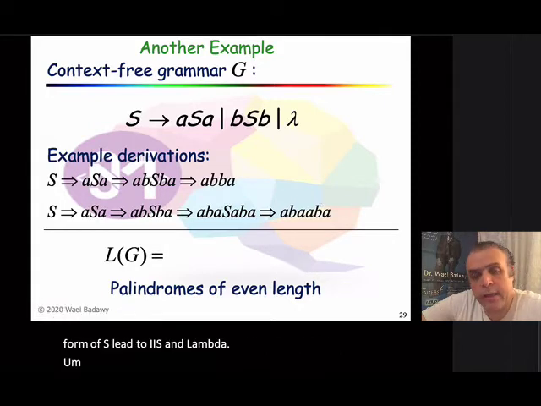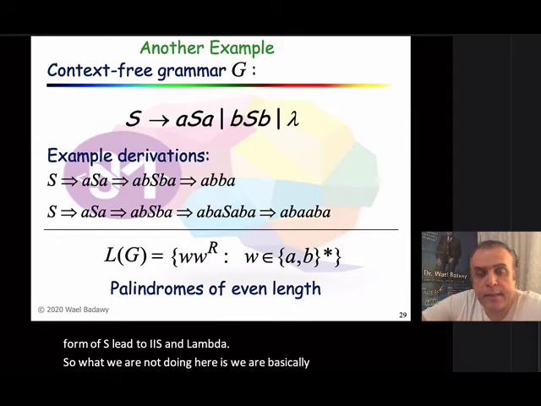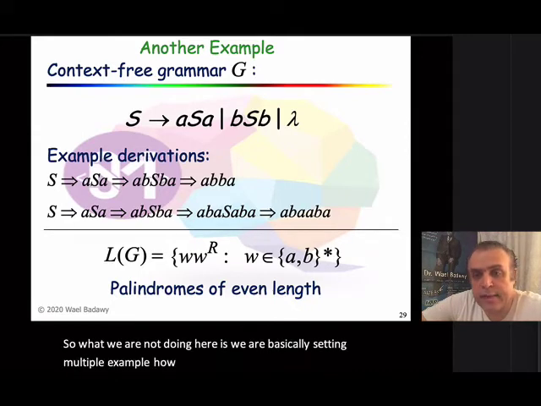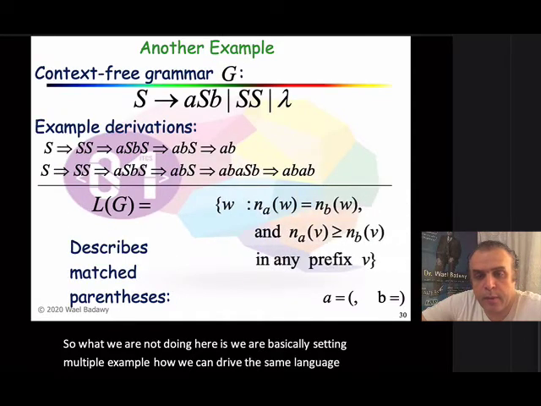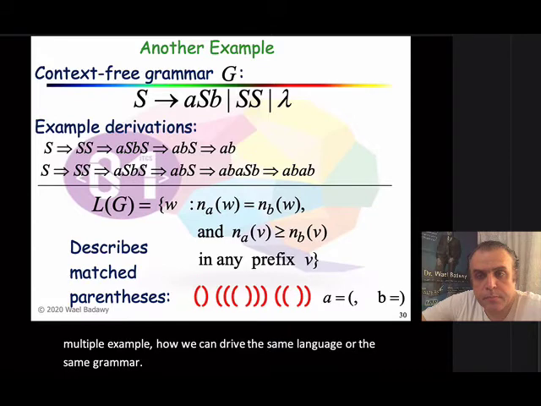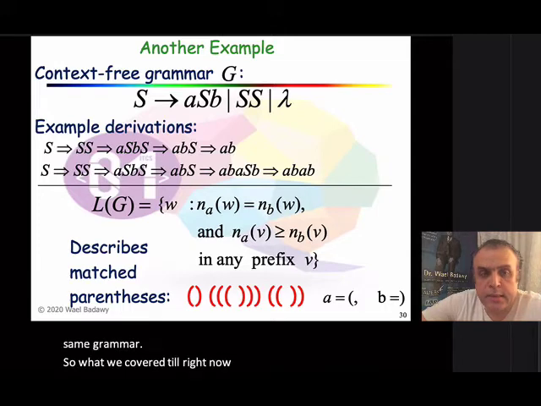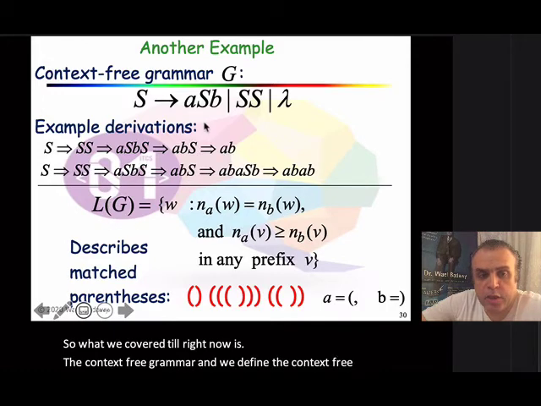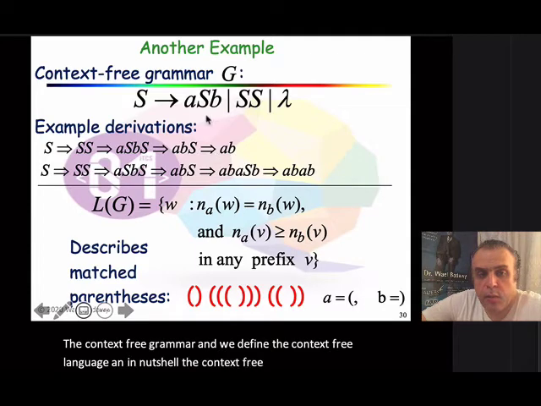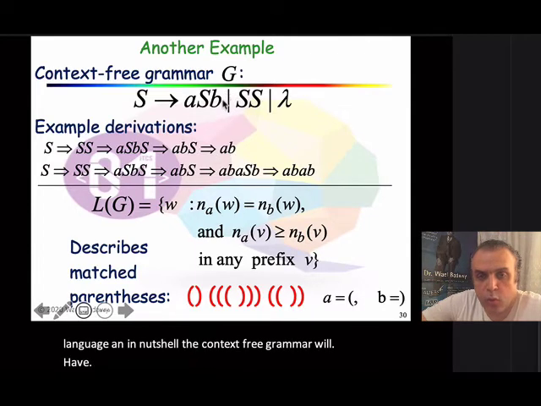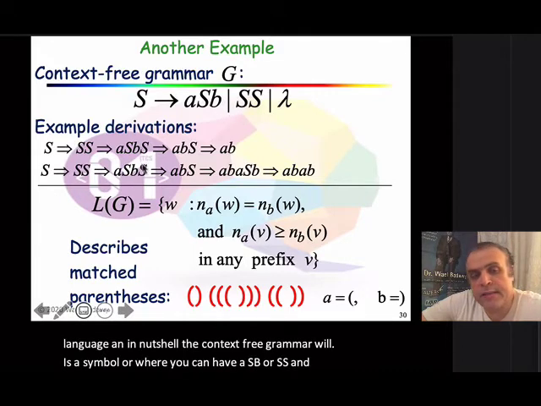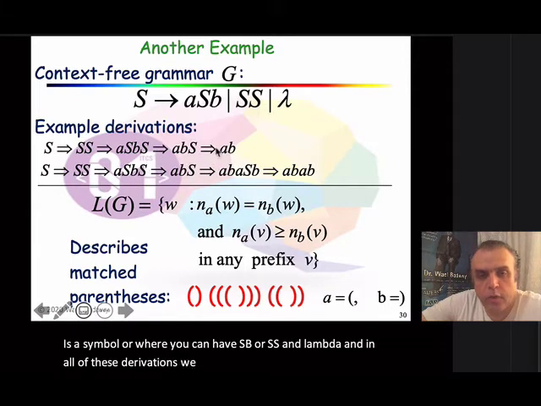So what we are doing here is basically setting multiple examples of how we can derive the same language or the same grammar. So what we covered till right now is the context-free grammar, and we defined the context-free language, and in a nutshell, the context-free grammar will have the symbol OR, where you can have ASB, or SS, and lambda. And in all of these derivations, we demonstrate a way to derive different languages or sentences.